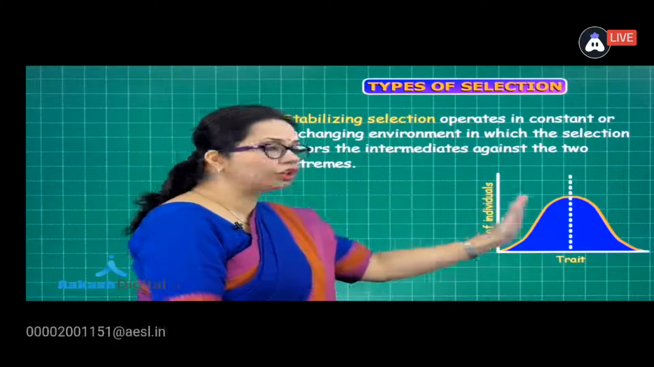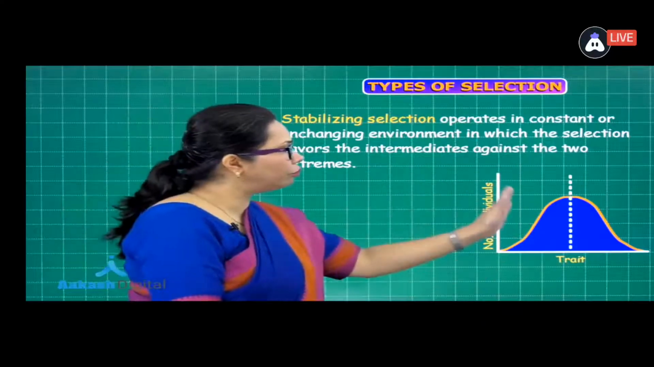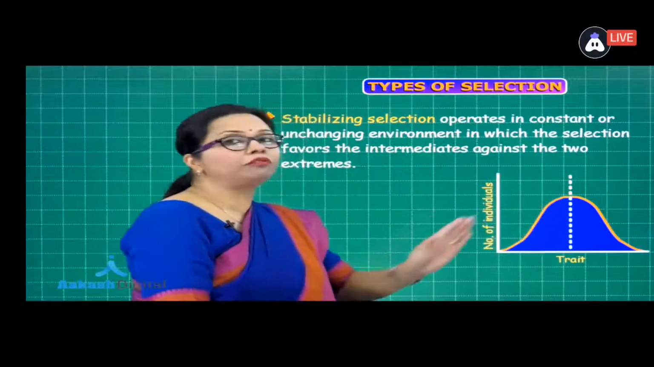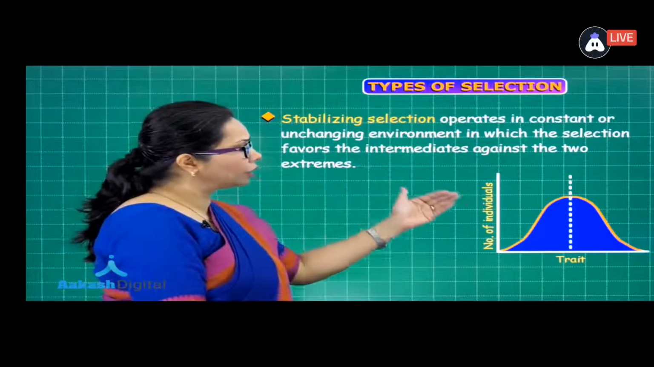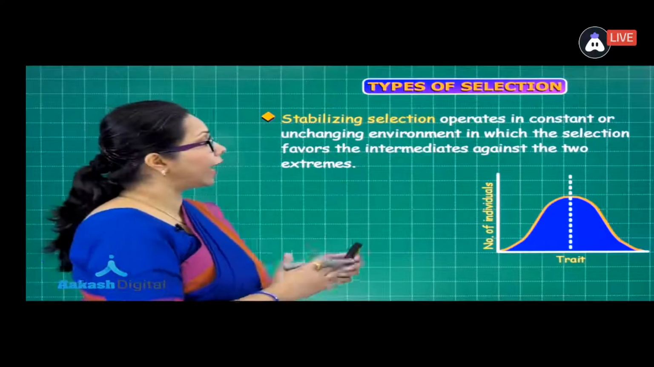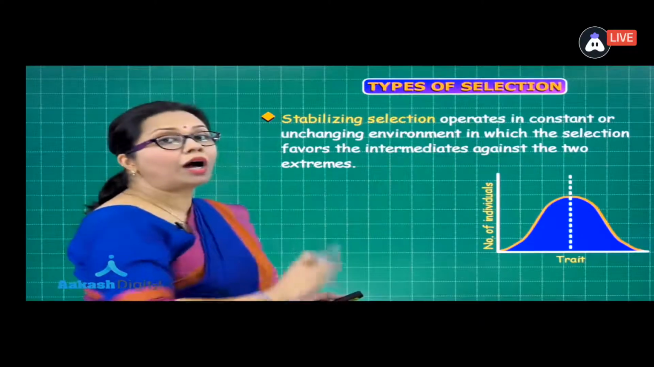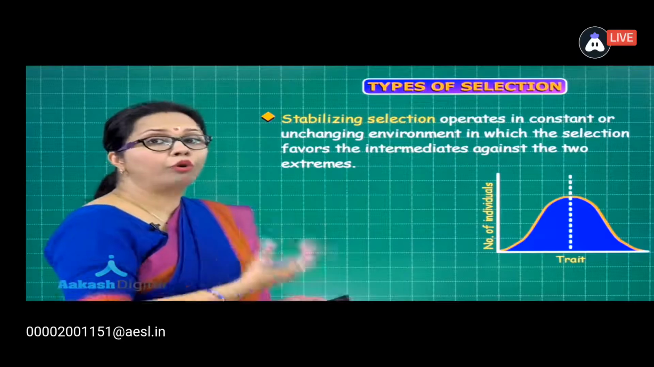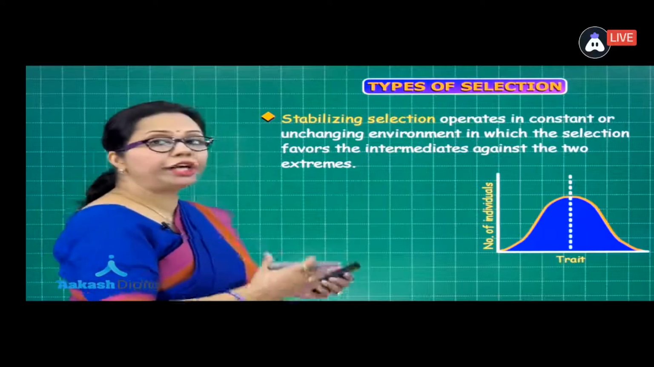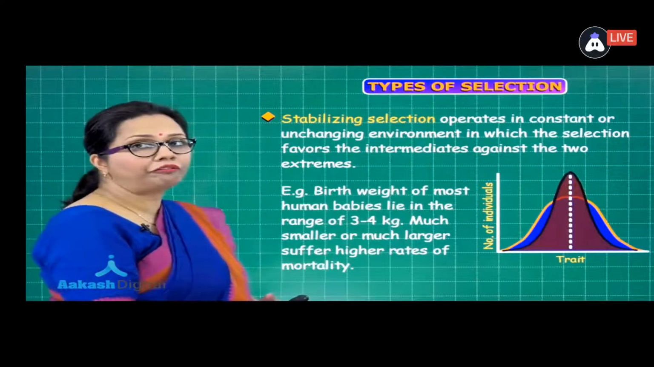So that's why we get this kind of frequency polygon, where the two ends show the extremes while the middle region is called the intermediates. And this line here is the mean value. So when we plot this graph, we get it like this, but what is selection doing? Selection is actually favoring the intermediates. And when we say favoring, that means they have a higher fitness value, they will add more offspring to the population, and over a period of time, the number of intermediates will increase in comparison to the two extremes. And this is how the graph will now appear.